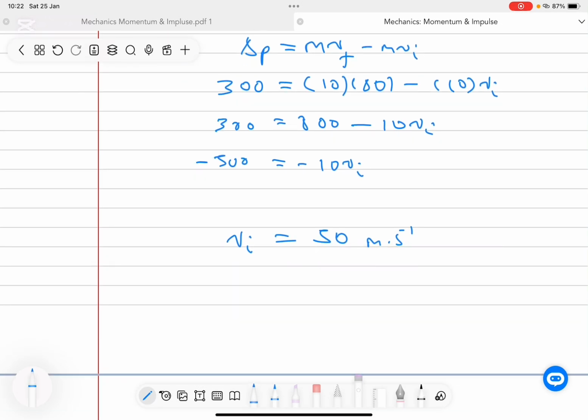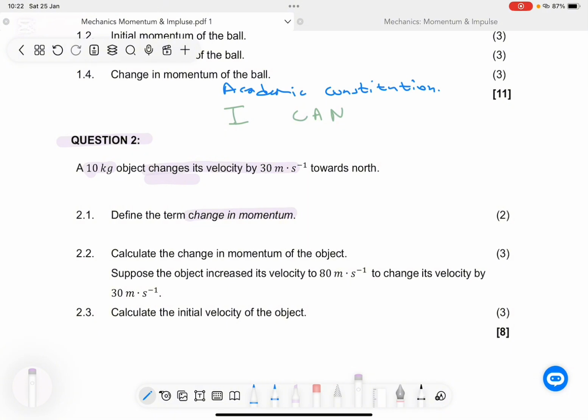Now, because this velocity is positive, it then means that the initial velocity should go northwards, because north is the positive direction that we chose. We have answered this problem.